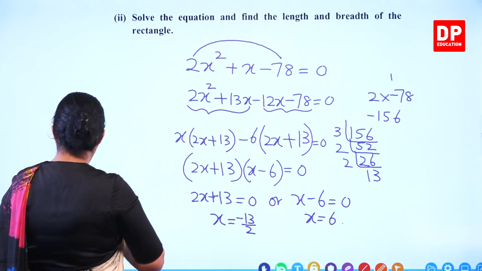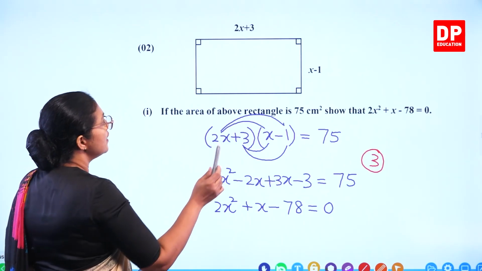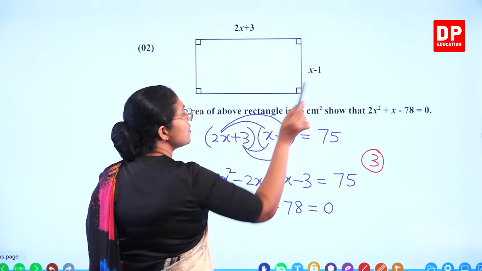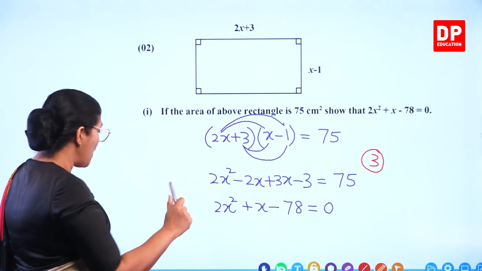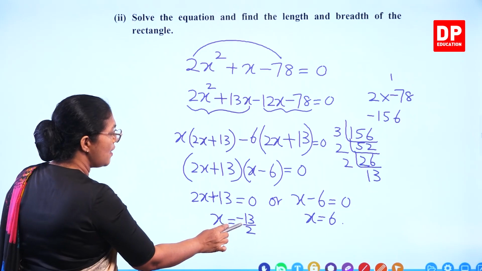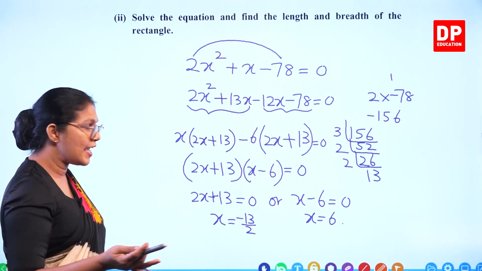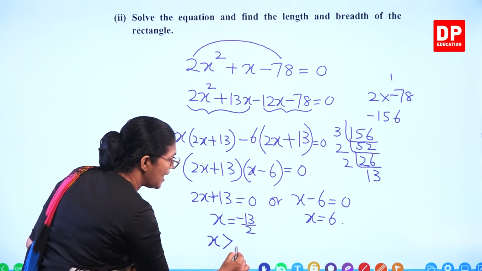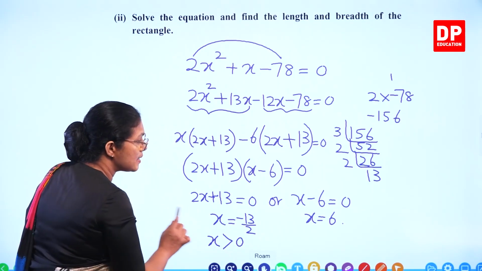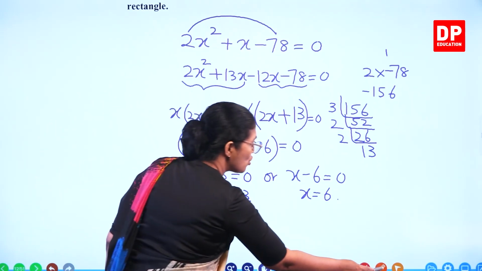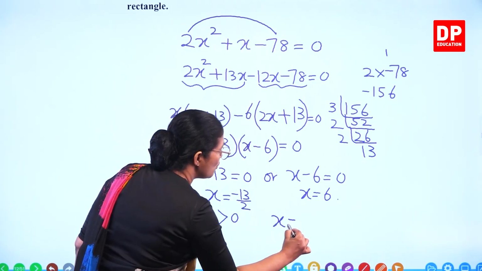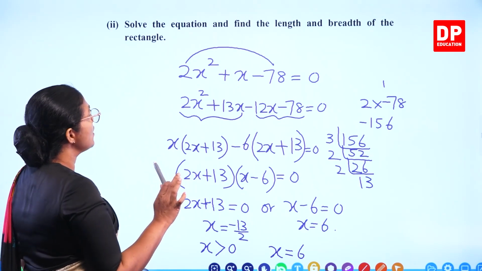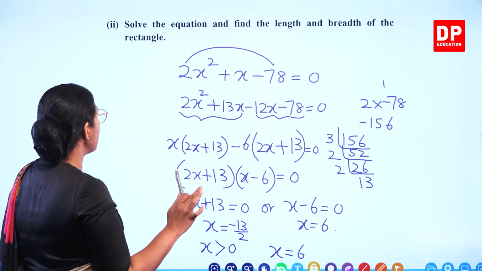X is the length. Just check. X is length. Now x minus 1 is the breadth. When you plug in a negative value, what happens? X becomes negative. So x cannot be negative. X is greater than 0 because it's about length. So what's the solution for this equation? X should be 6. But they are asking, solve the equation and find the length and breadth of the rectangle.